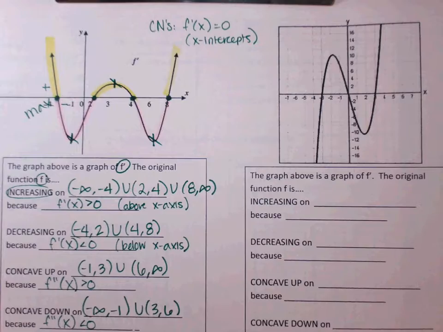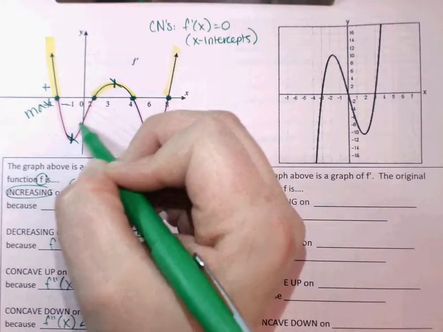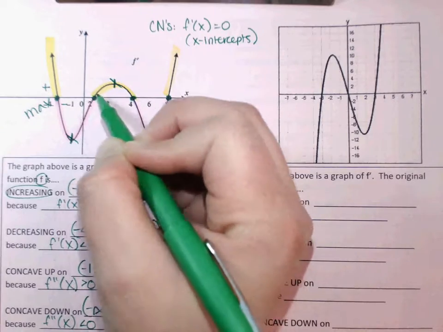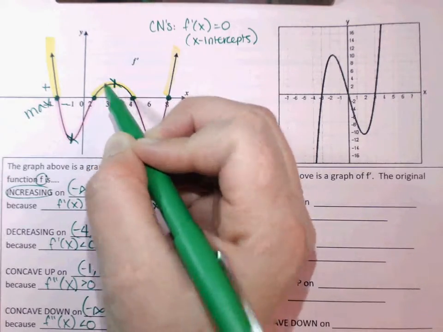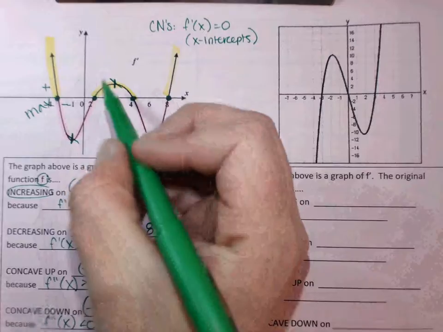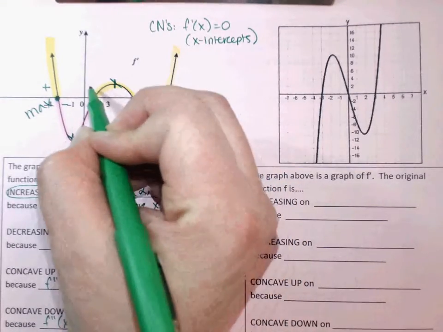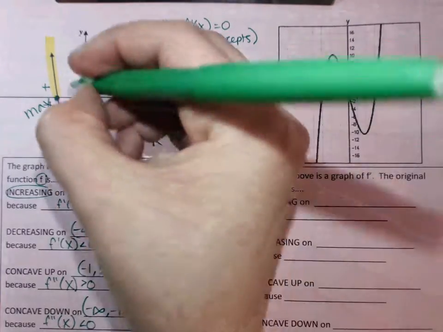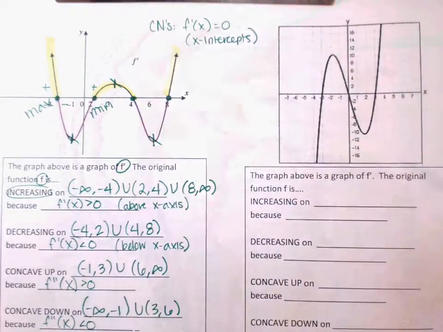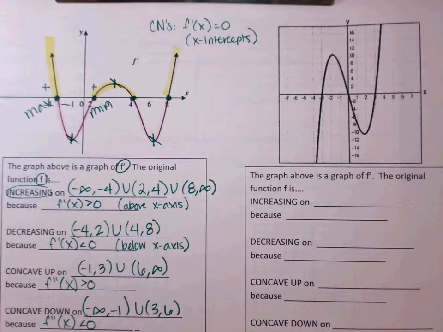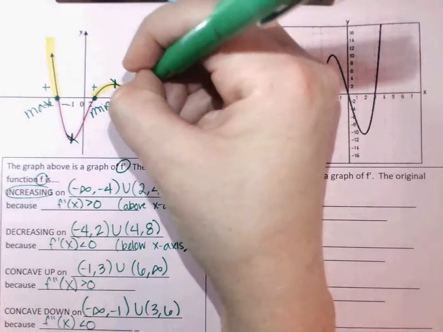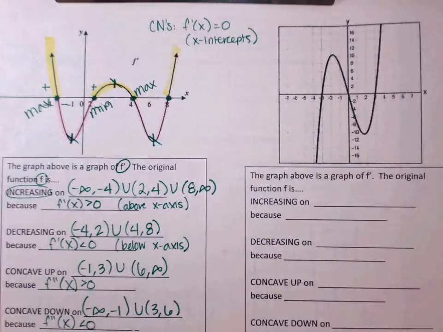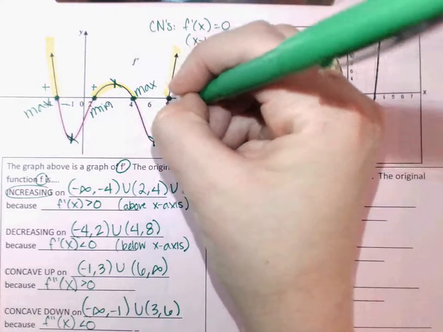Okay, what about at 2? Think about the sign change. My graph started off below, which is negative. It switches to positive, but remember, this is slope. So if my slope changes from negative to positive, it went from downhill to uphill. What is that, a min or a max? Min. Okay, what happens at 4? Max, because it went from above to below. What about at 8? Min.